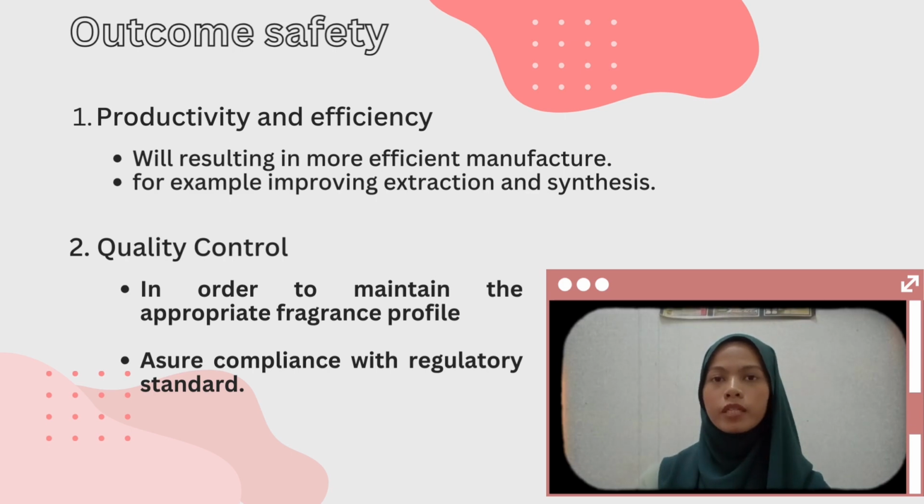Firstly is productivity and efficiency. Improving productivity and efficiency in the perfume industry requires optimizing the chemical processes involved in fragrance generation. This could include improving extraction and synthesis procedures for essential aroma components, resulting in more efficient manufacture. Next is quality control.